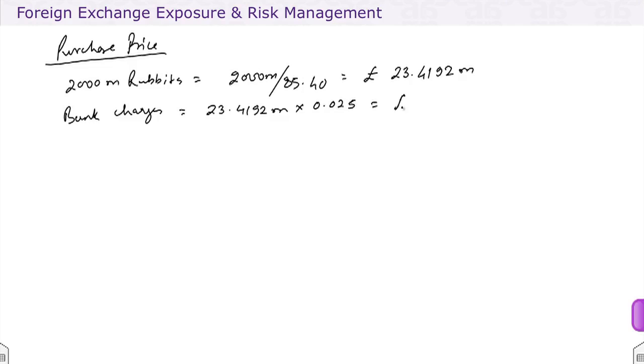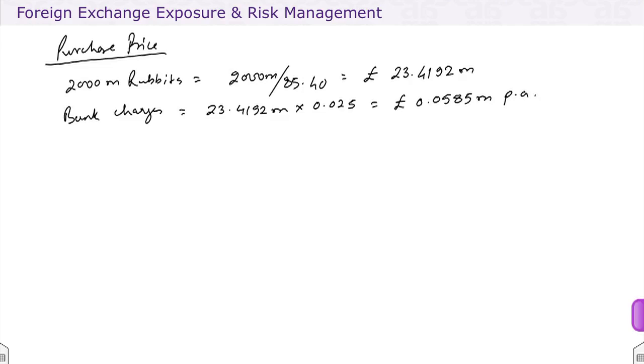So it comes to British pound 0.0585 million per annum. Okay, so if we can work out the capital budgeting decision now.